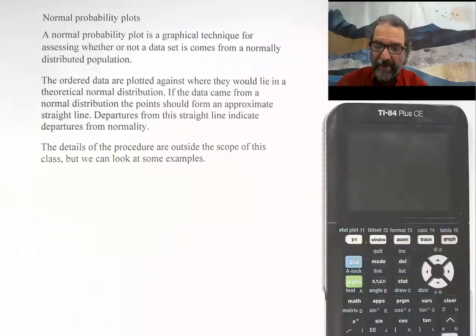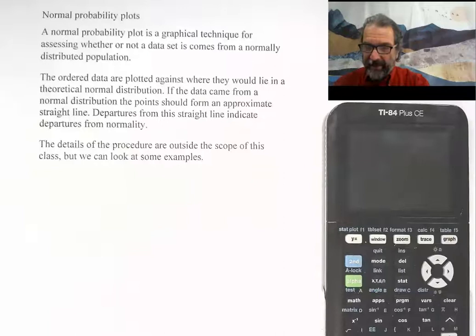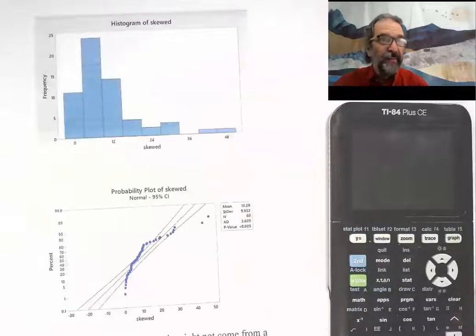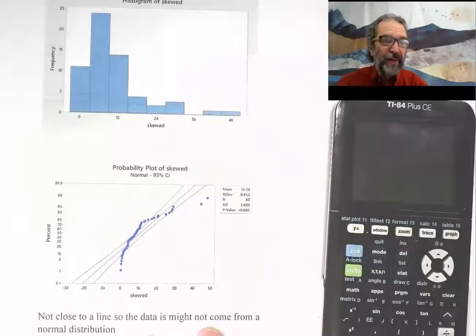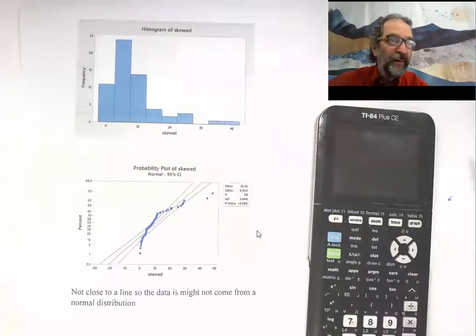If the data came from a normal distribution, the points should form an approximate straight line. Departures from this straight line indicate departures from normality. The details of the concepts behind the procedure are kind of outside the scope of this class, but the procedural details of how you actually construct the plot, we can handle. So we'll try to do that. Actually, maybe we'll look at some example plots before we try to make our own. I guess that makes sense.